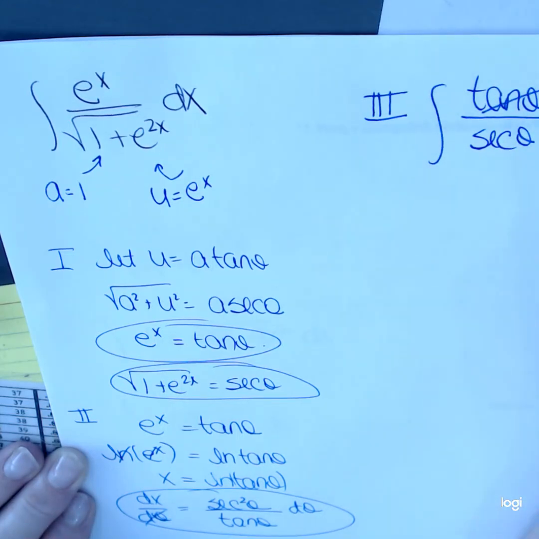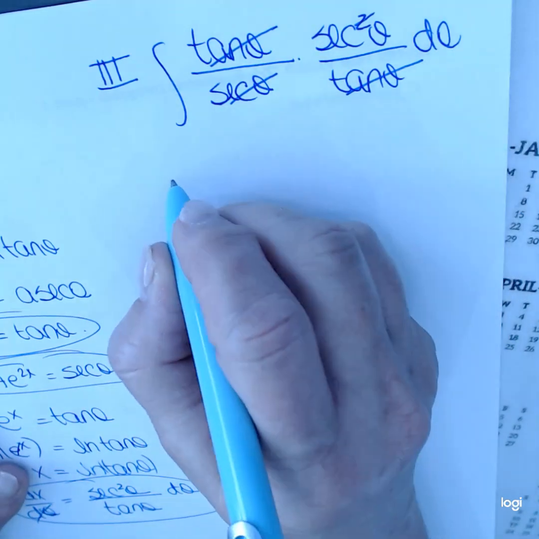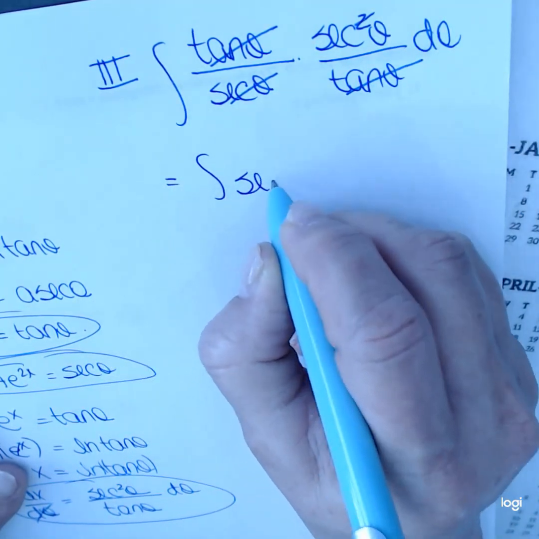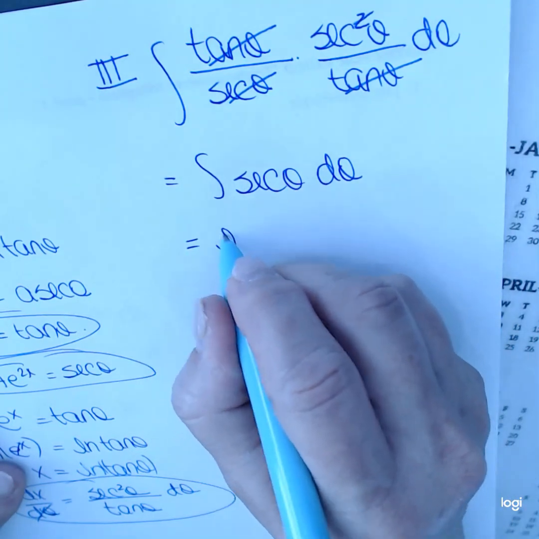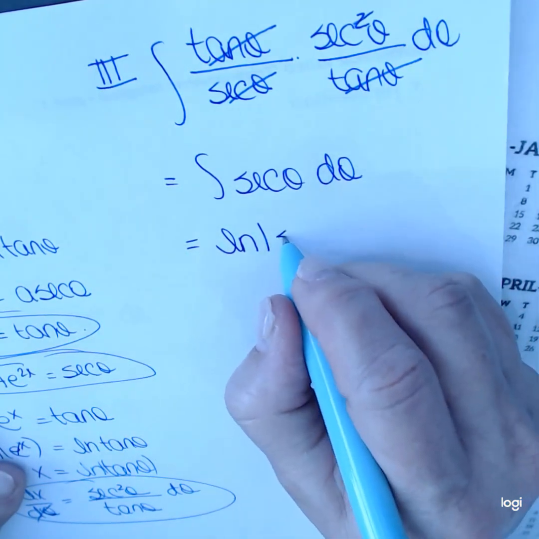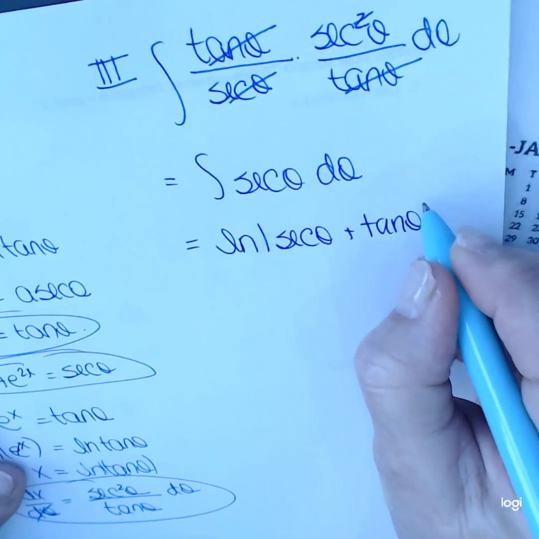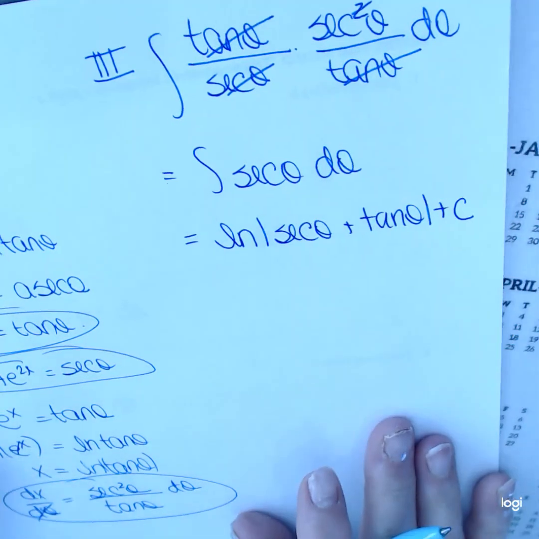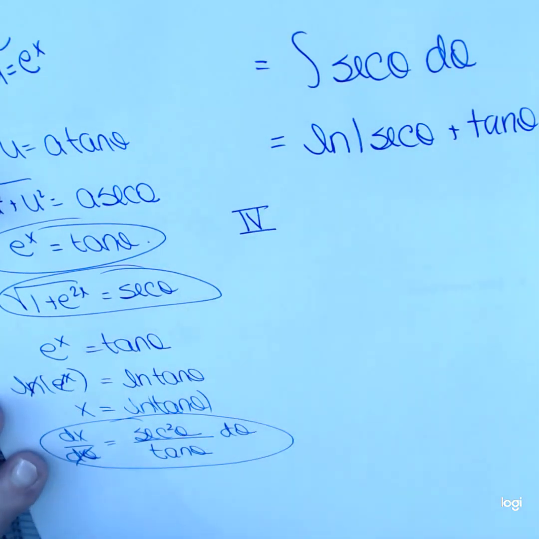And here the tangents cancel, and one of the secants cancel, so we wind up with just the integral then of the secant of theta d theta. And by definition, this will be equal to the natural log of the absolute value of the secant of theta plus the tangent of theta, all plus c. So again, let's go ahead and create our right triangle.